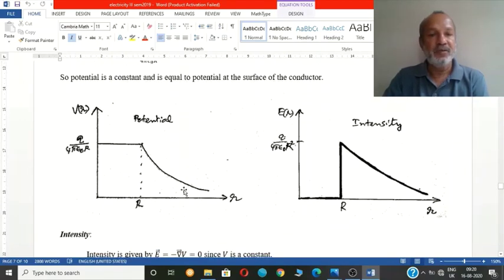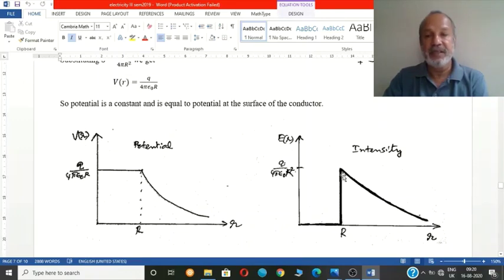This is the potential due to a shell charge distribution. Outside the shell, the potential is q by 4 pi epsilon 0 r. On the surface of the shell, it is q by 4 pi epsilon 0 capital R. And inside the shell, it is a constant and equal to the potential at the surface, which is q by 4 pi epsilon 0 R.